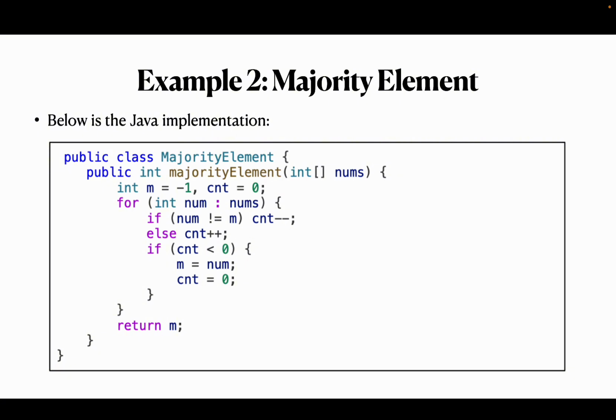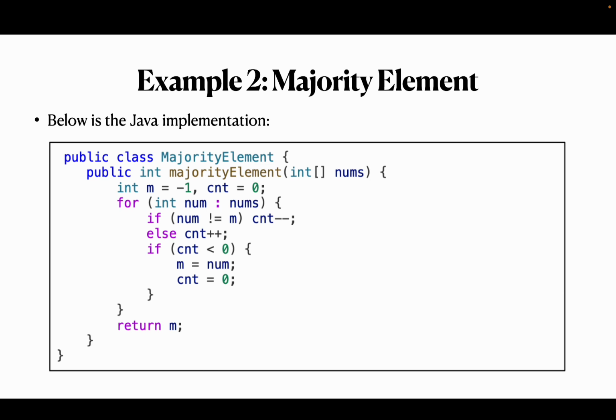And here is the Java implementation of this method. We create a class called majority element and create a function called majority element within this class. The input of this function will be the input array nums, and the output of this method will be the majority element represented in integer format. At the beginning, we initialize m equal to -1 and count equal to 0.